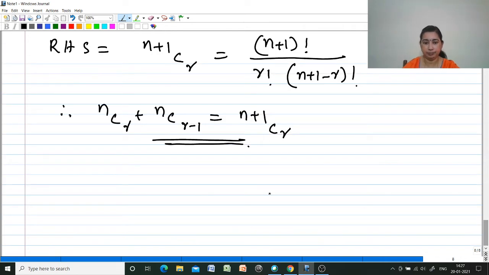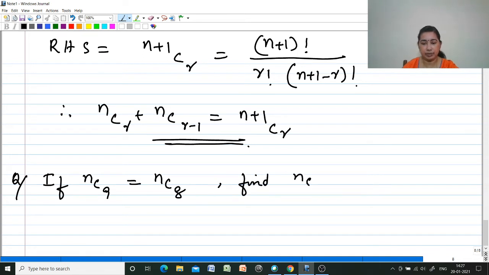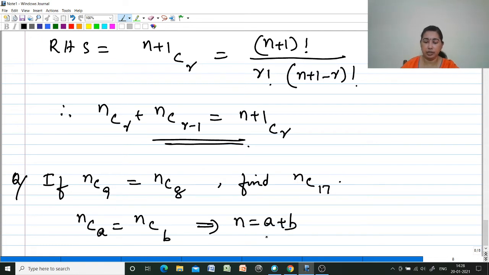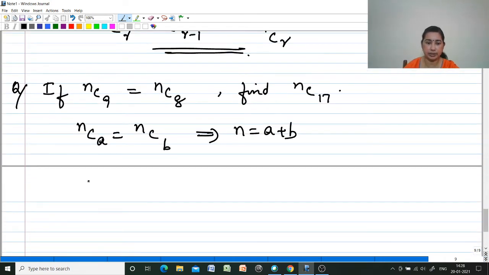Now, next one. Question: if nC9 is equal to nC8, find nC17. So nC9 and nC8 are equal. So according to our theorem, nCa is equal to nCb implies either a equal to b, which is not possible here, or n is equal to a plus b. So we have to take n is equal to a plus b. That means according to this question, n will be 8 plus 7. This is a and this is b, which is equal to 15.